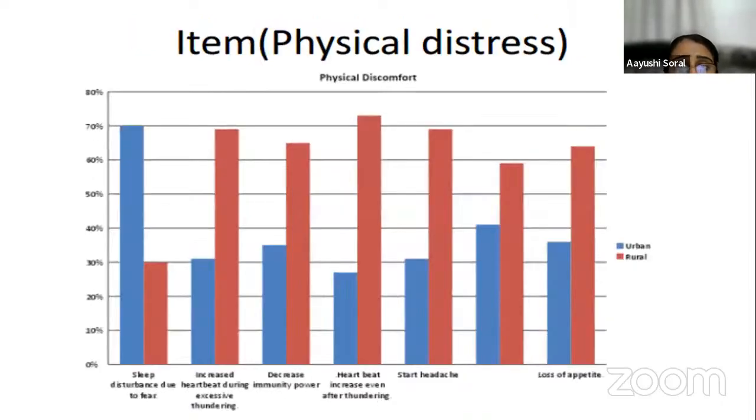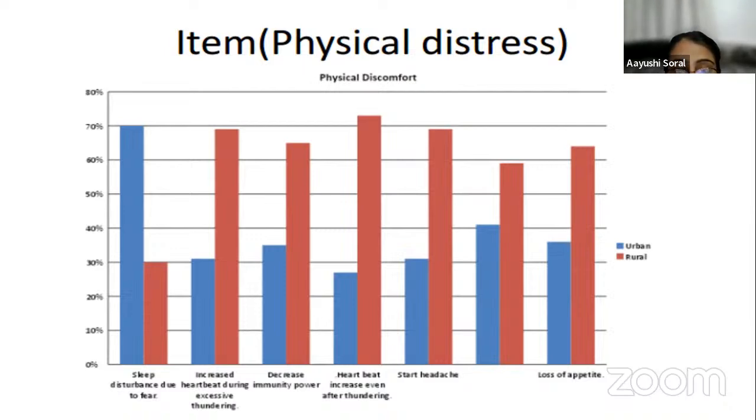Further is the item for physical distress. Here the blue stands for the urban and the red stands for the rural. Sleep disturbance due to fear is very high in the urban population, whereas rural is even less than half of the urban. Can you visualize this? Yes, ma'am. That is 70%, half of which would be 35%, but the rural is lesser than 35%.